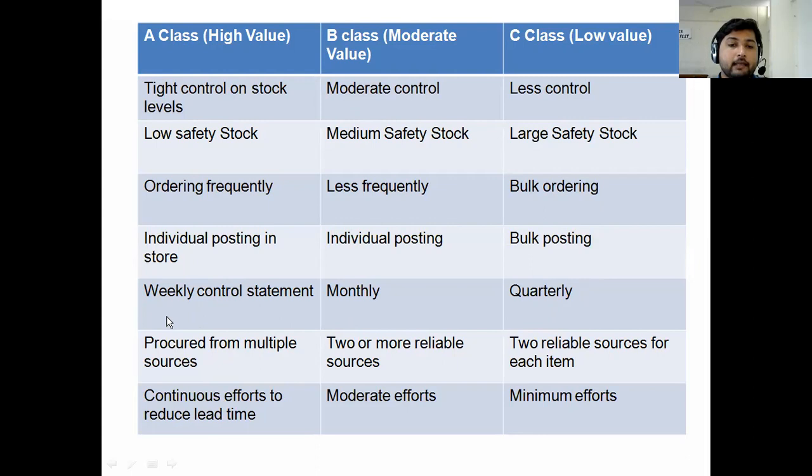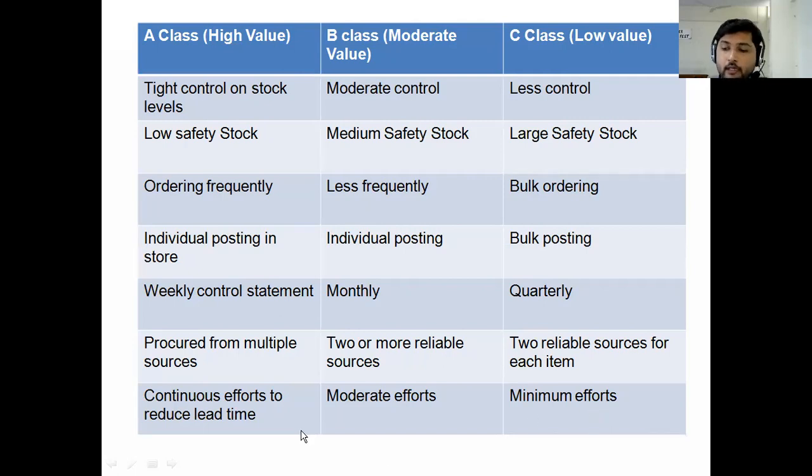Now for A class items, we do not want to take any risk. So for that purpose, A class items are procured from multiple sources. B class items are purchased from 2 or more reliable sources, so up to 4 or 5 sources are there, from which we can purchase B class items. Whereas for C class items, only 1 to 2 suppliers are there. For A class items, there are continuous efforts to reduce the lead time. Then moderate efforts are taken for B class, and for C type items, minimum efforts are taken.